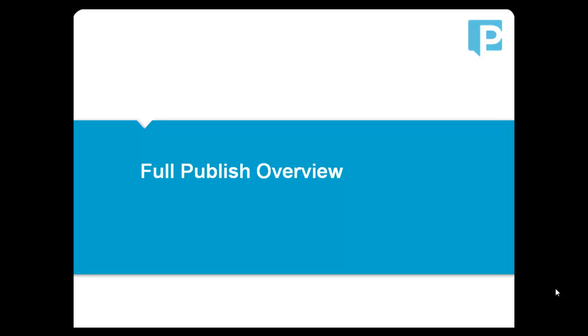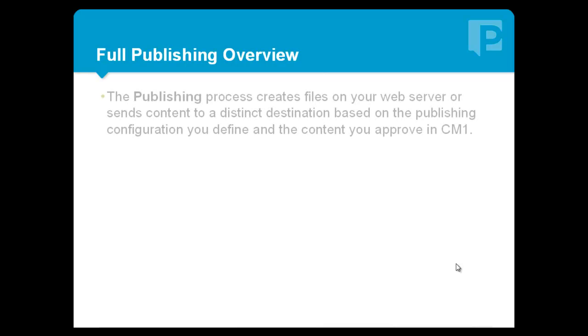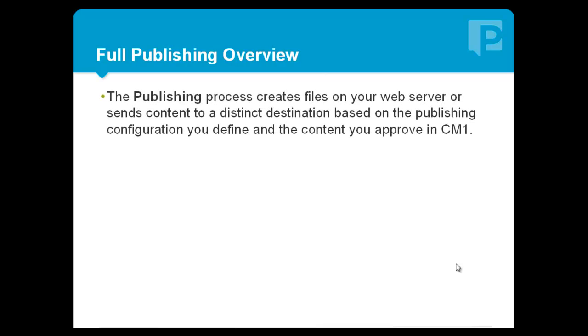Hello. In this video we're going to be doing an overview of full publishing in CM1. The publishing process creates files on your web server or sends the content to a distinct destination based on the publishing configuration that you've defined and the content you've approved in CM1.